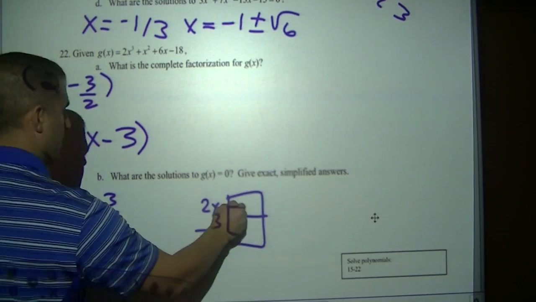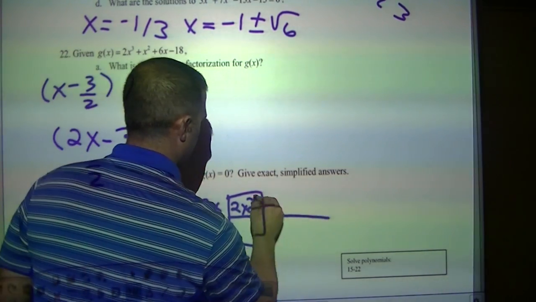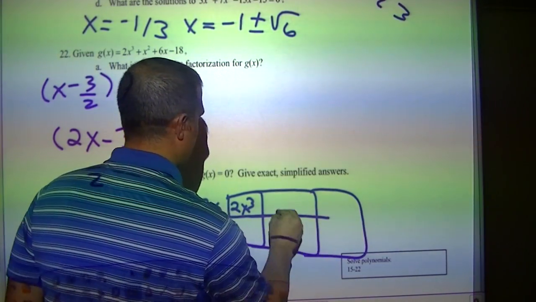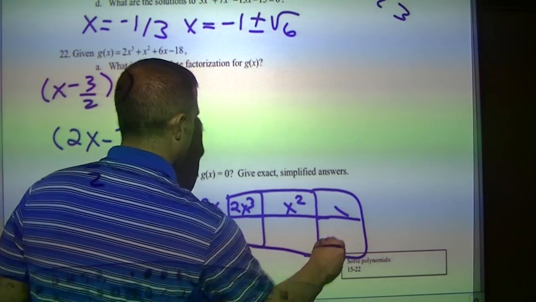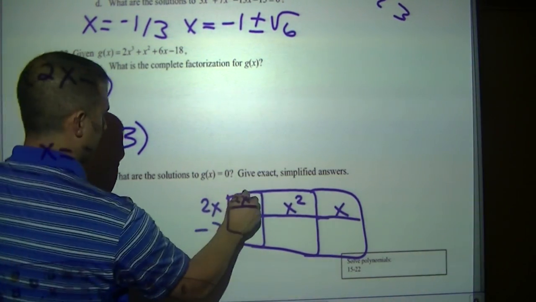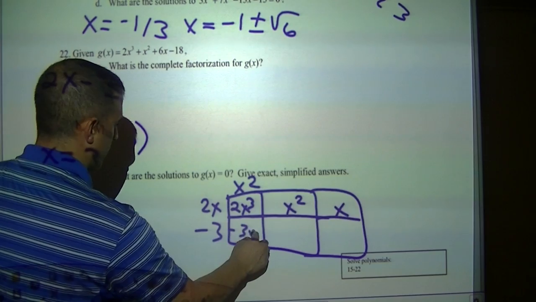I'm going to put this 2x cubed in here, and I know that I have to have an x squared term and an x term. The only way this works is this is x squared, that's -3x squared.